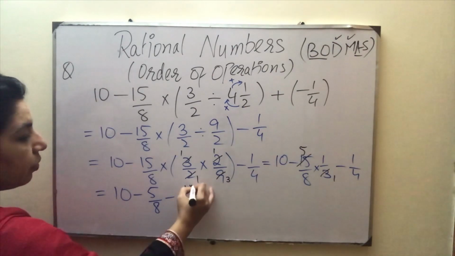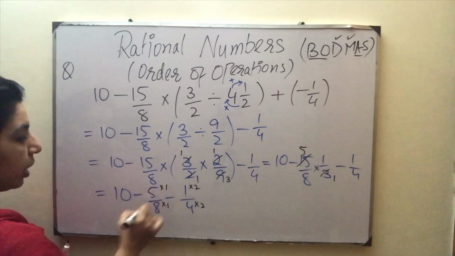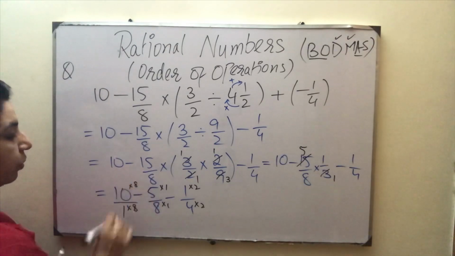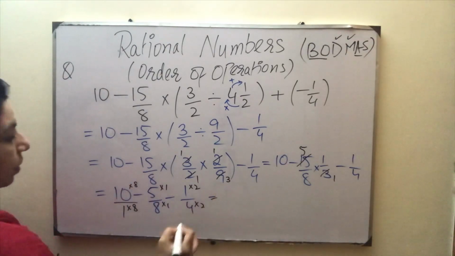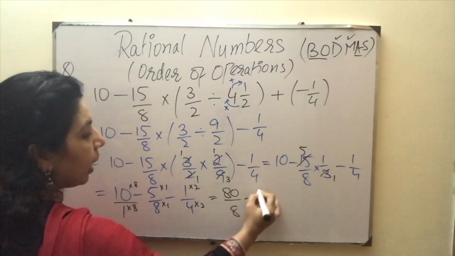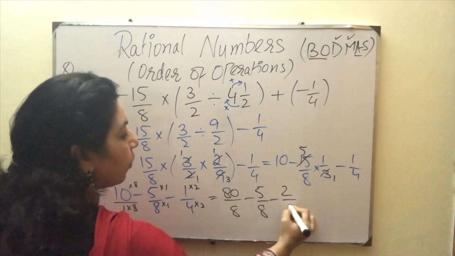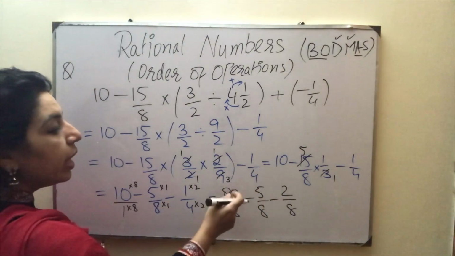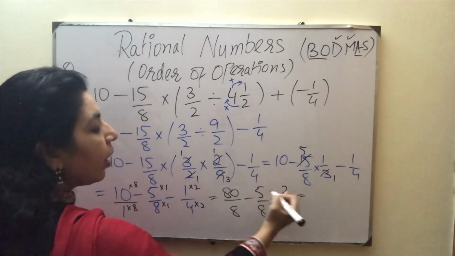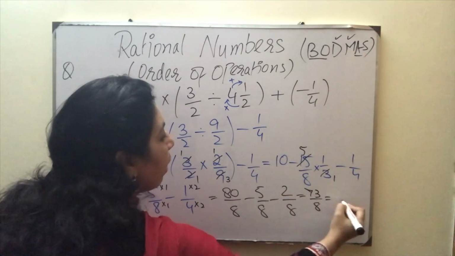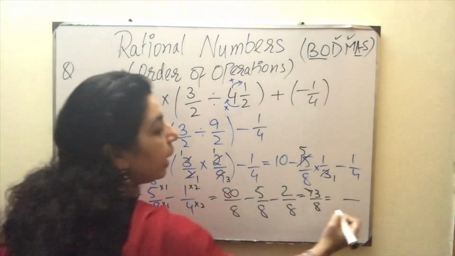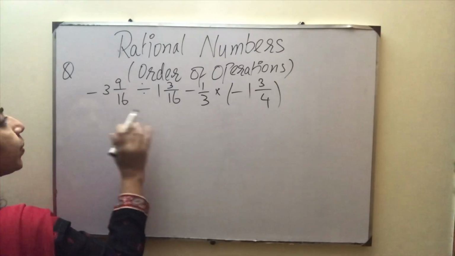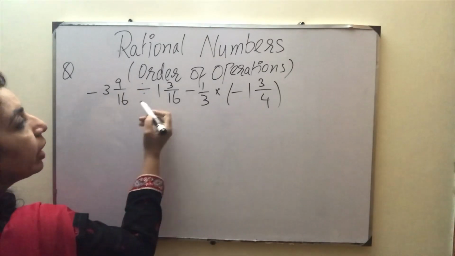4 multiply 2, 1 multiply 2, 8 multiply 1, 8 multiply 5 multiply 1. I shall make it a fraction and multiply these two with 8. So this is 80 over 8 minus 5 over 8 minus 2 over 8. As the denominators are same, we shall add or subtract numerators. 80 minus 5 is 75. 75 minus 2 is 73 over 8. When I convert it into a mixed number, 8 9s are 72 and 1, 73. This is the answer.